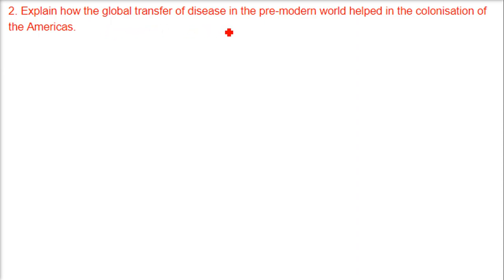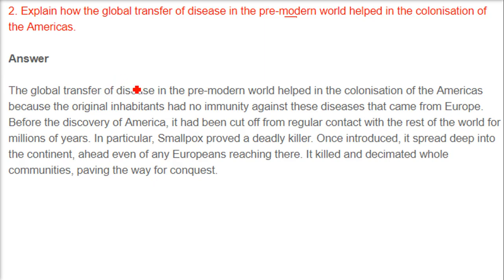Explain how the global transfer of disease in the pre-modern world helped in the colonization of the Americas. The global transfer of disease, namely smallpox, in the pre-modern world helped in the colonization of the American people, because the original inhabitants, known as the American Indians, had no immunity against these diseases that came from Europe. For a long time these Americans were cut off from the outside world, and before the discovery of America, it had been cut off from regular contact with the rest of the world for millions of years.